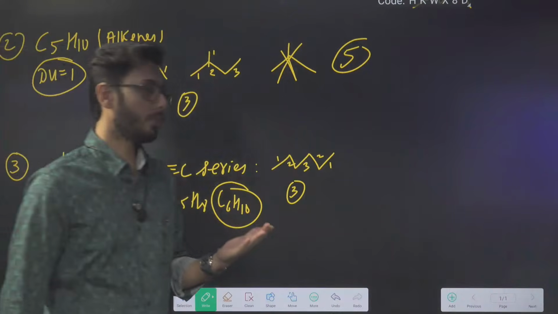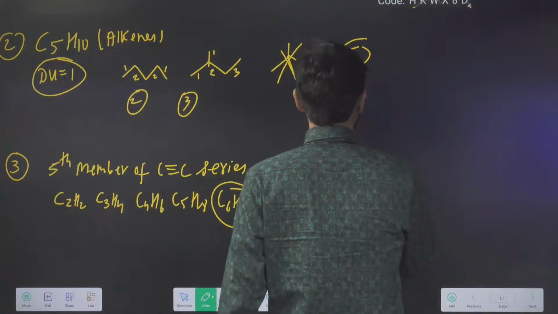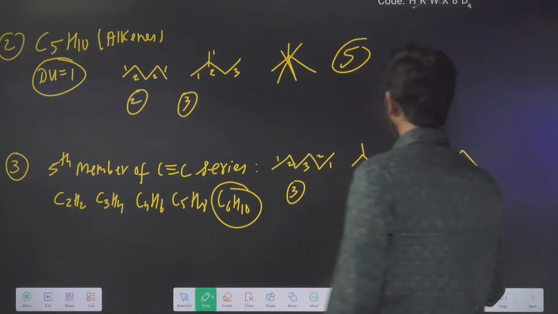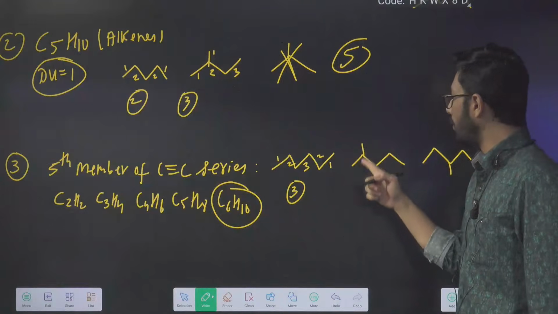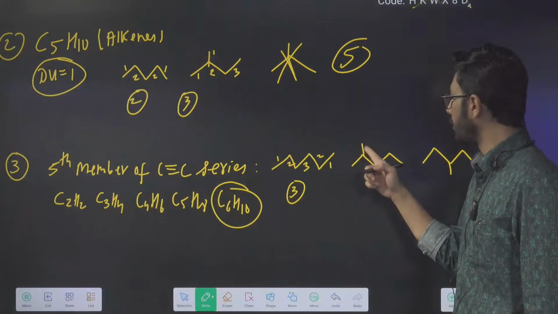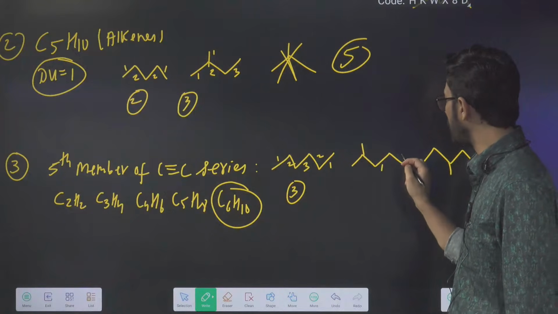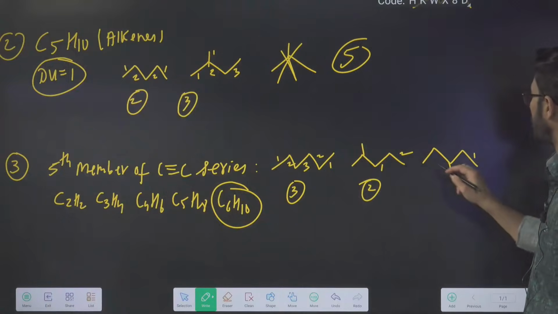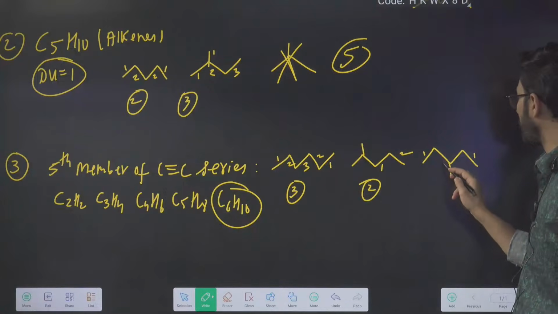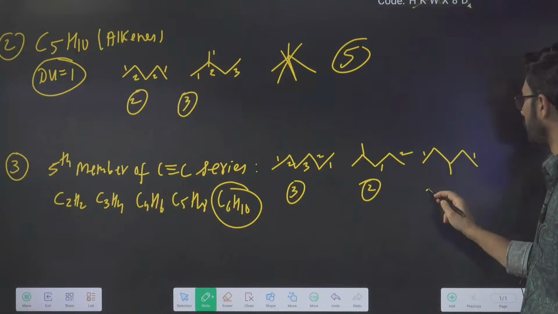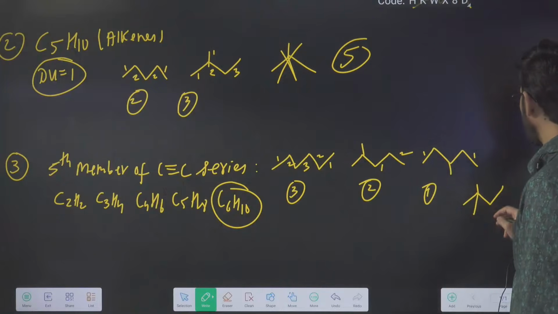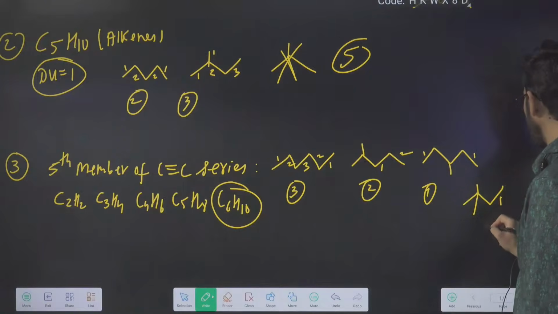Now parent chain of 5 and branching. One branching here, one here. Can we write on these two? No. Triple bond cannot come here because carbon becomes pentavalent. Here also not possible. Here possible. Here possible. Can you draw here? Double bond here possible. Triple bond here not possible. Here and here not possible. Only one. Then with branching, parent chain of 4. Here possible, 1.